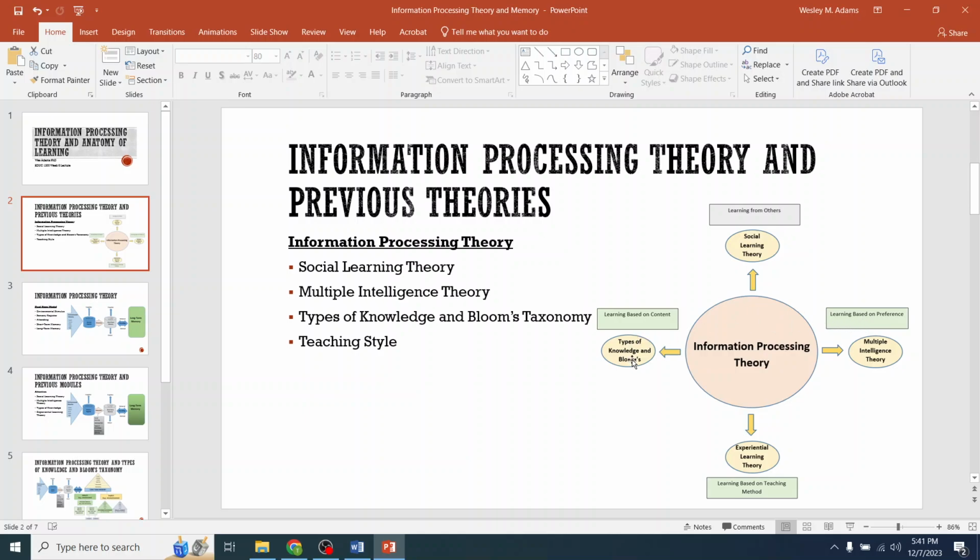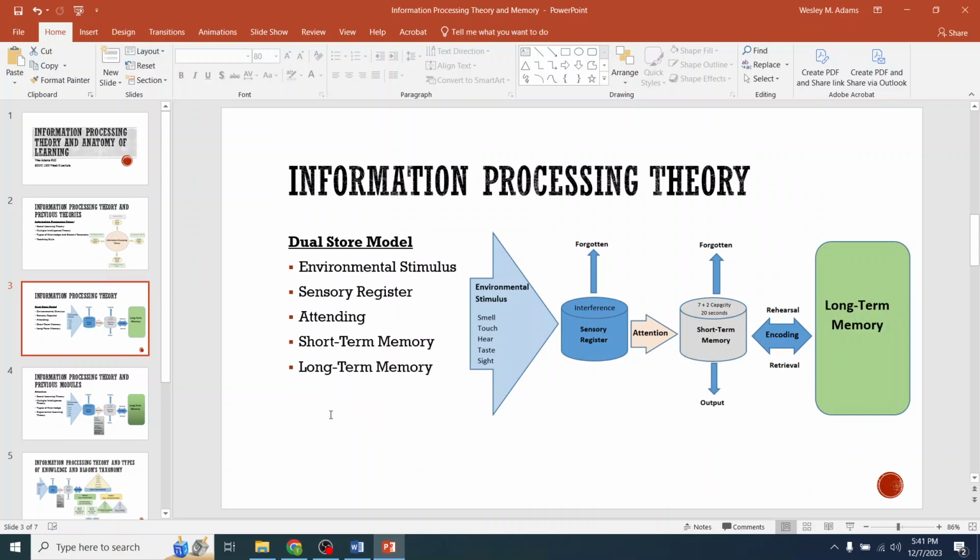Then with types of knowledge and Bloom's taxonomy, that's based on the course that you're in. So depending on the course, the type of course will tell you what to focus on first to become an efficient learner. And then how does teaching style, teaching method, how does that help us process information efficiently from the environment? So now let's look at information processing theory.